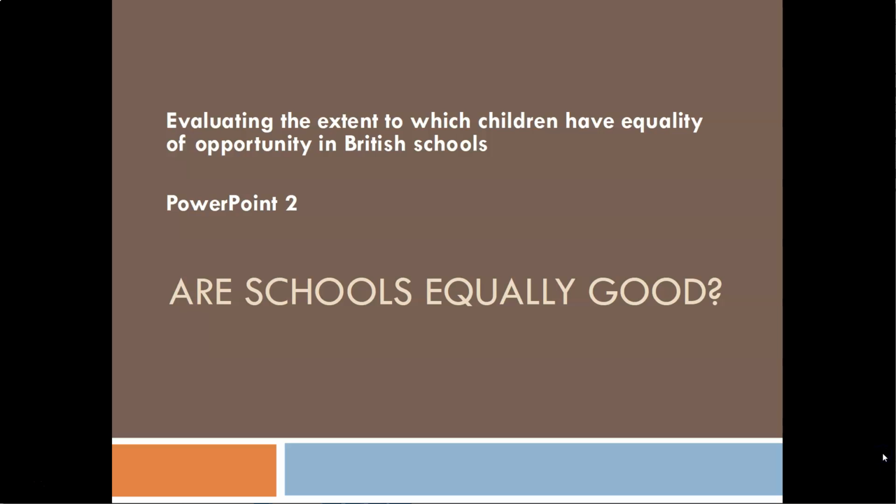So when we're looking at the extent to which children have equality of opportunity in British schools, the thing we want to look at next is, are schools equally good? Because if they are, then it doesn't matter so much about which school you go to in order for everyone to have equal opportunity. But if schools are not all equally good, then that will have an impact on the equality of opportunity that's available to children up and down the country.